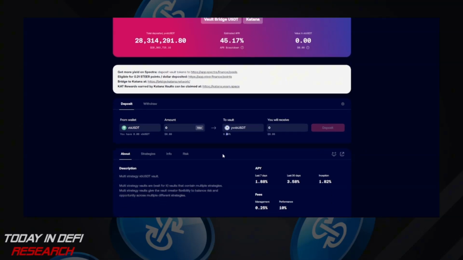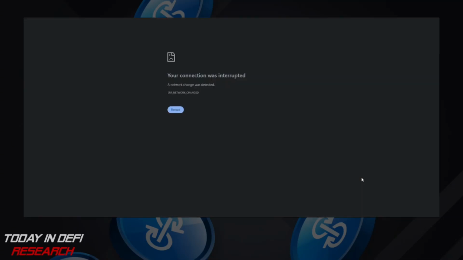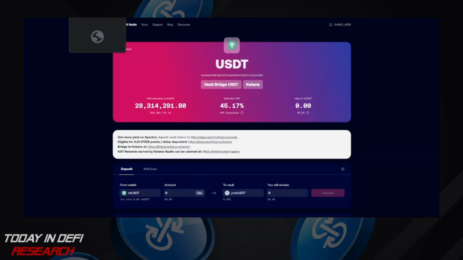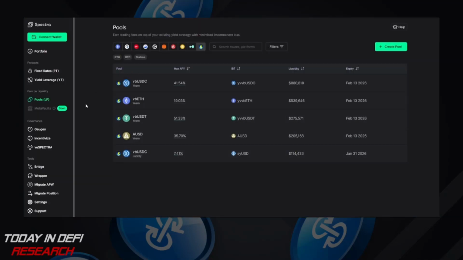For those of you who are confused, what is vbUSDT? Like I said, it's the bridged version of USDT on Katana. This vbUSDT is earning 1.7% from the bridge and 59% on Katana. You can also get more yield on Spectra. If you click on these Spectra liquidity pools, you can see these yVaults from Yearn are composable on Spectra. So you can provide liquidity with these vault tokens and earn more elevated yields.